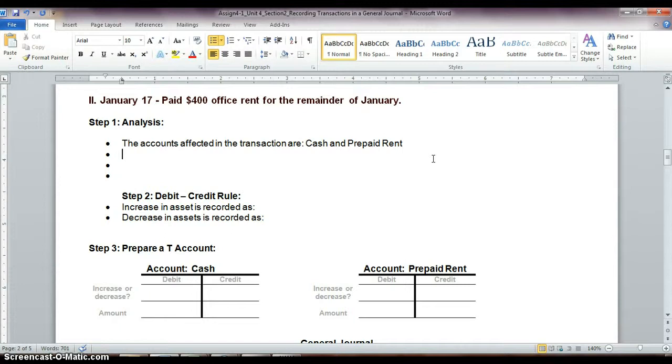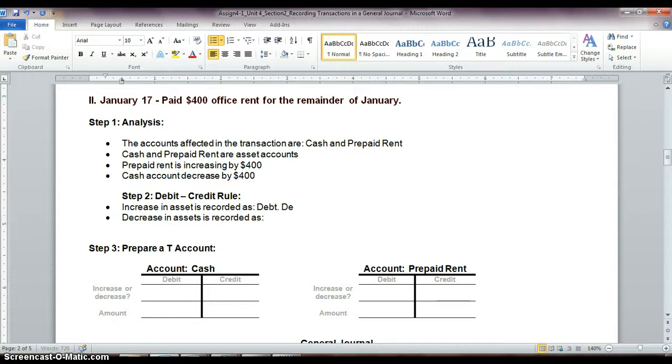Then we're going to list these as both asset accounts. So cash and prepaid rent are asset accounts. And then we have prepaid rent increasing by $400. We're taking that out of our cash account, so it's going to decrease by $400. Okay, an increase in our asset is always recorded as a debit.